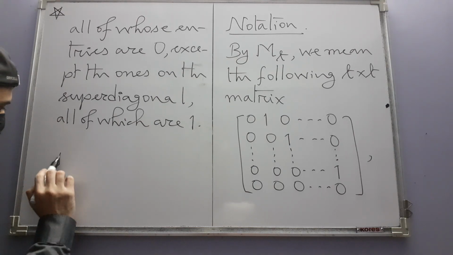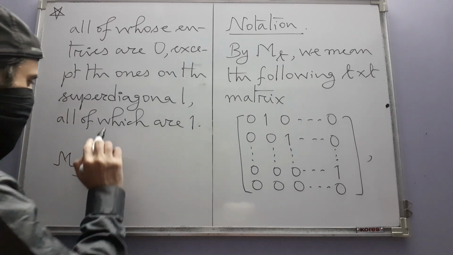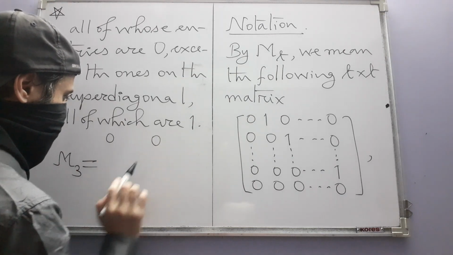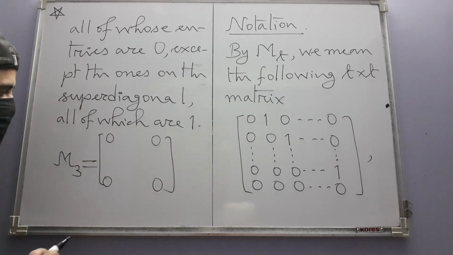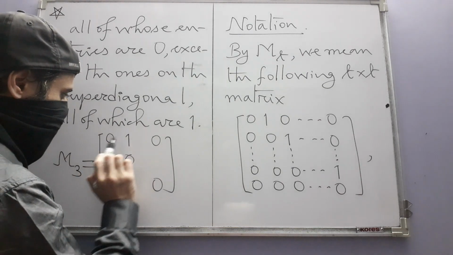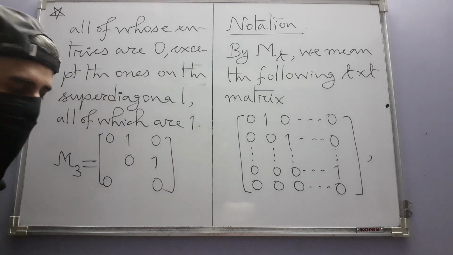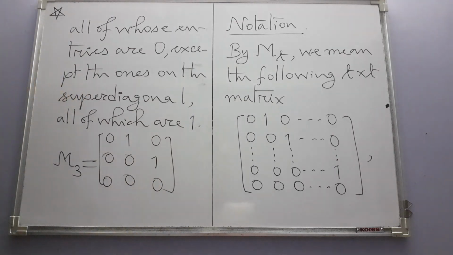Say M3. M3 will be a 3 by 3 matrix. What do we mean by super diagonal? Let me just write these extreme corner elements. In the middle you have one more element which is also 0. The super diagonal of a square matrix is the diagonal above the diagonal. This is the leading diagonal, this is the super diagonal. This is M3. And like that we have other M's also.